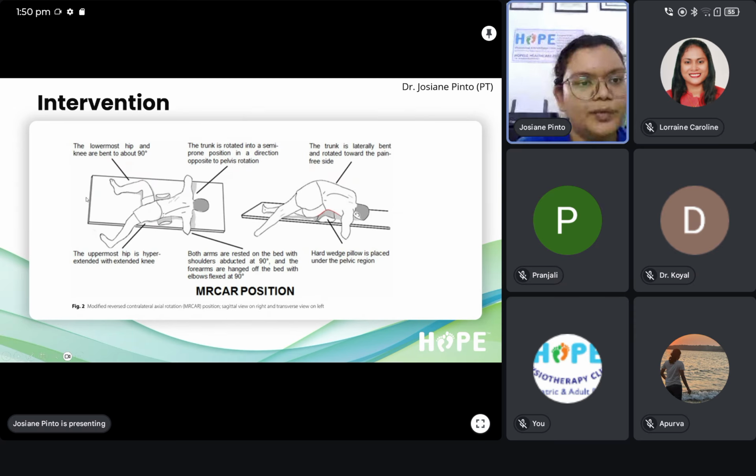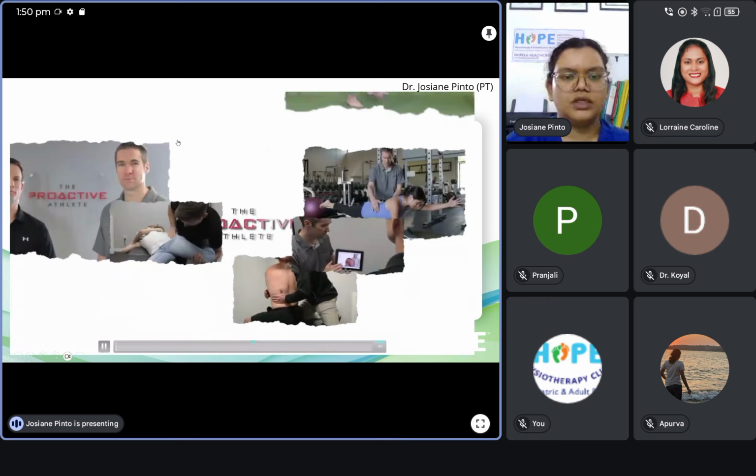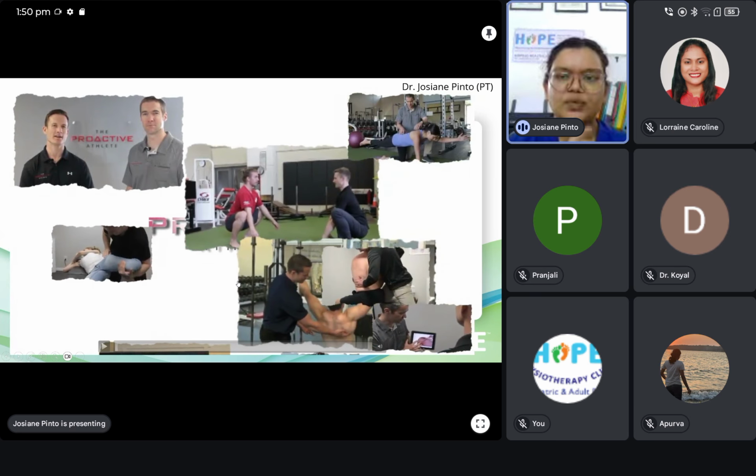So the lowermost hip and knee bend to 90 degrees, the uppermost hip is hyperextended with extended knee, and the trunk is rotated into semi-prone position in a direction opposite to pelvis rotation. The trunk is laterally bent, and to induce a level of flexion, they've kept a wedge underneath, just near the iliac crest. We have a video that will quickly explain the position, so we are a little more clear with it.